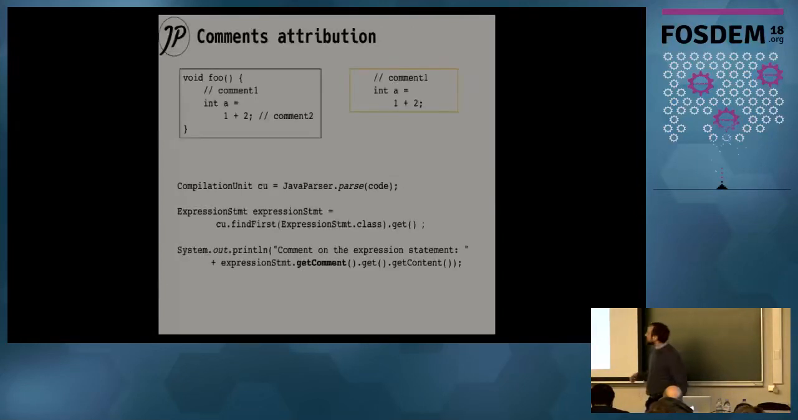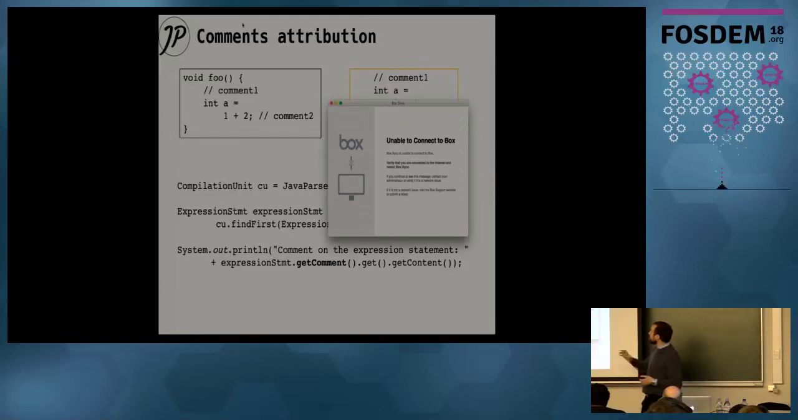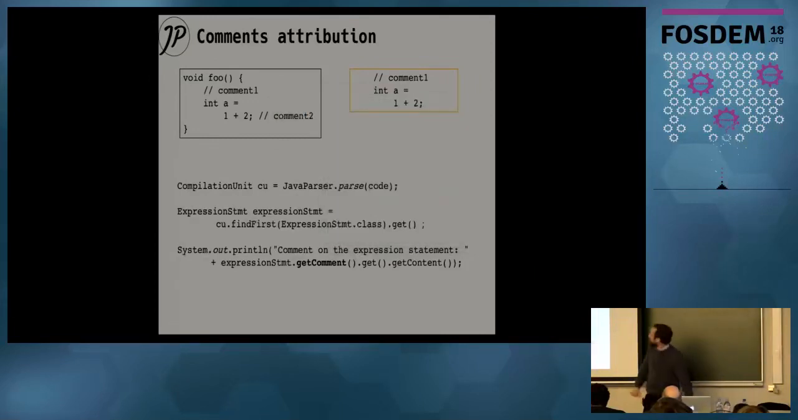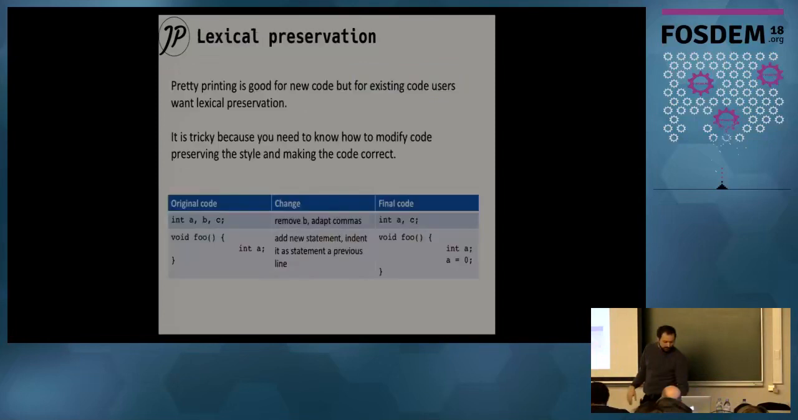So very quickly, some other features we have in JavaParser that we think are interesting is comment attribution. So we are able to understand to which piece of code a comment refers to. And this is important because sometimes you want to delete a statement, and probably you want to delete the associated comment. Okay, if you want to move the statement, you want to move the associated comment with it. So these kind of things are useful.